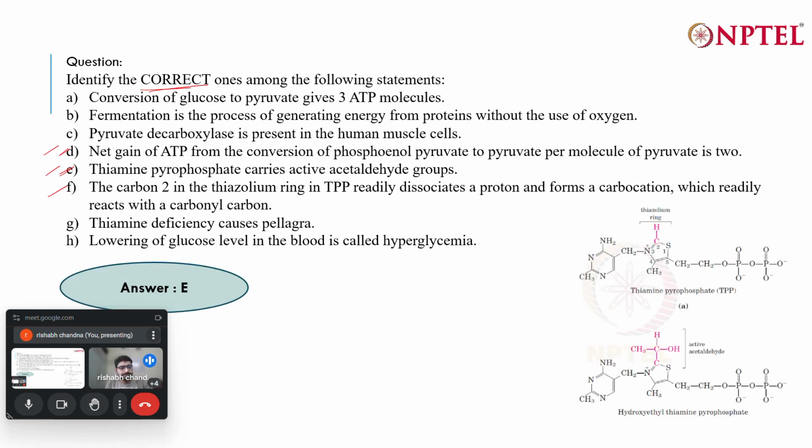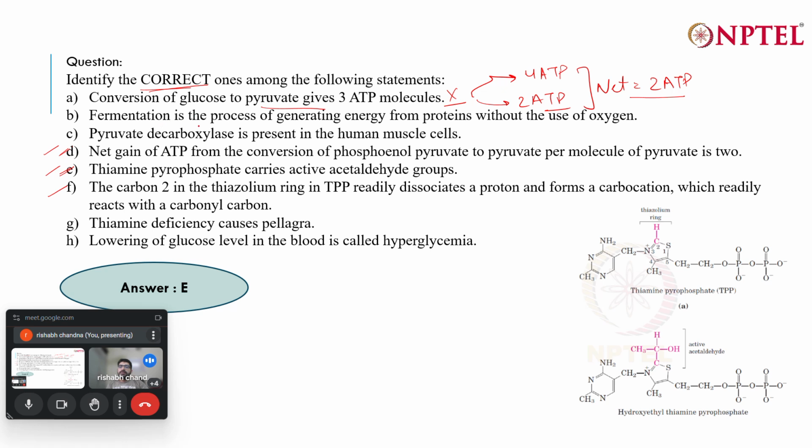So let's see the options. Conversion of glucose to pyruvate gives 3 ATP molecules. No, this is a false statement. In this process, 4 ATP are formed and 2 ATP are consumed during the reaction. So the net gain of ATP is 2 ATP. So this is a false option.